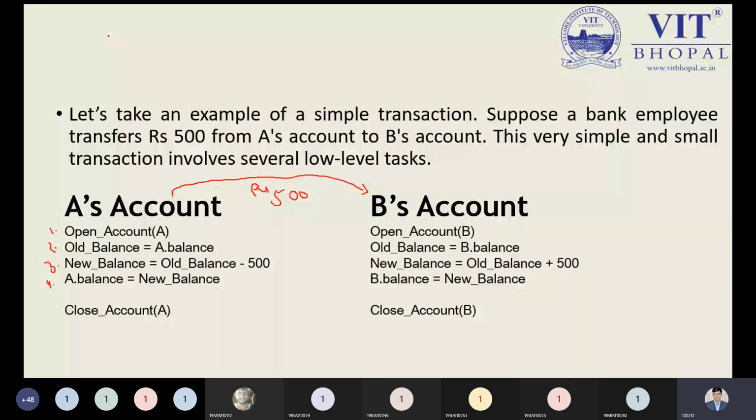Suppose A has 1,000 rupees. So here we are reading account A and the old balance will be 1,000, and the new balance will be deducted by 500 rupees. So the new balance will be updated as 1,000 minus 500. So here the information will be updated by 500, and A's balance finally will be 500 rupees. And now close account A. So this is the fifth step.